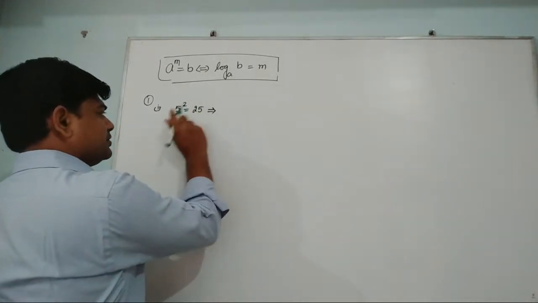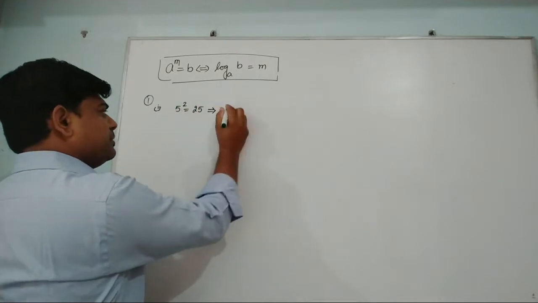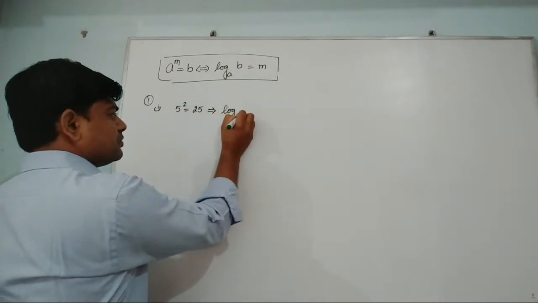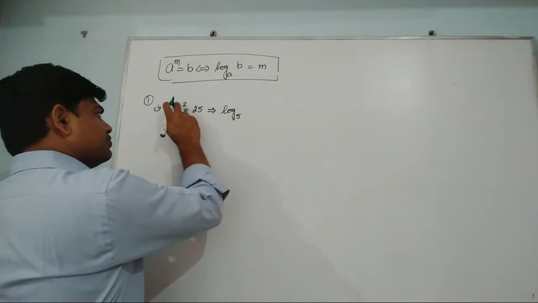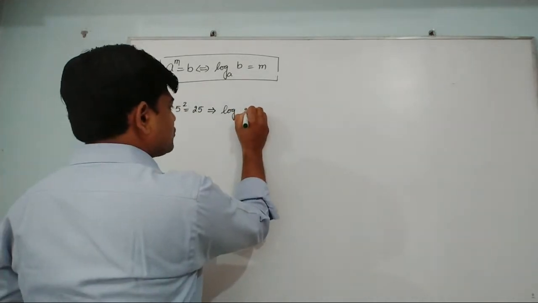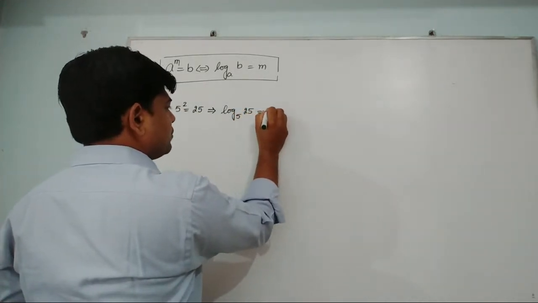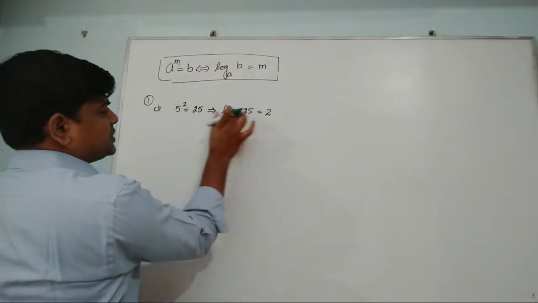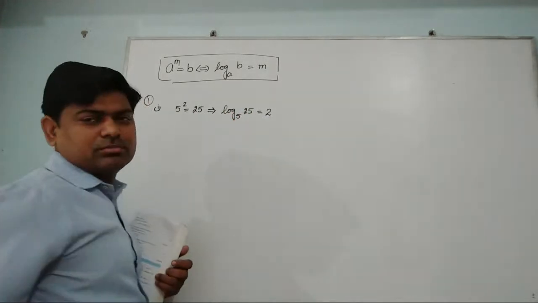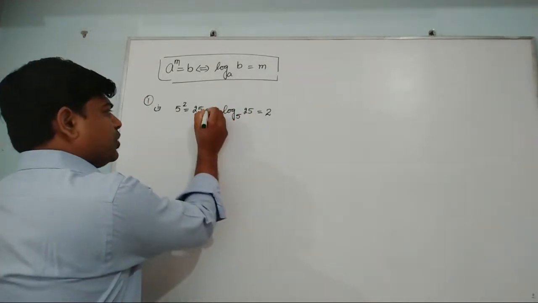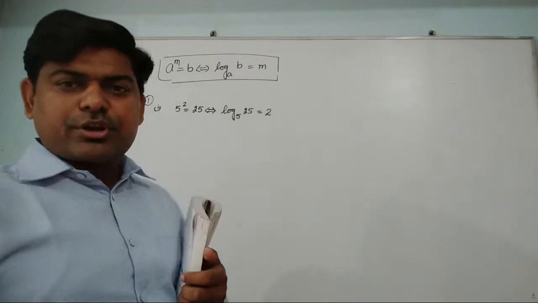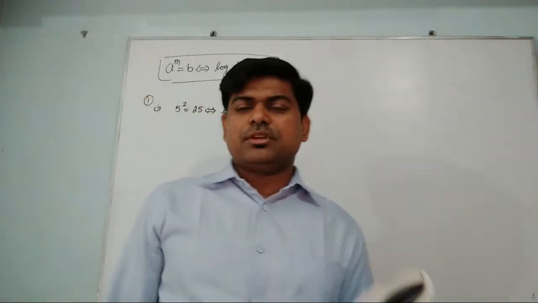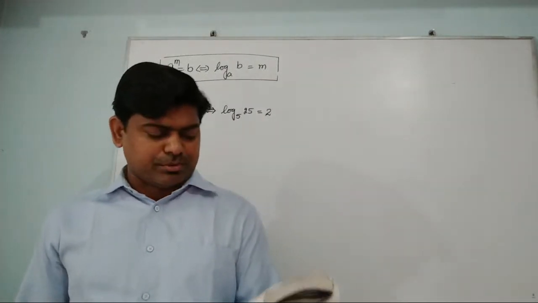What can I write from there? Base will be base again. The 25 will come on this side and 2 will come on this side. Log base 5 of 25 is equal to 2. Now, this exponent form has been written in logarithm form. And one more thing, this logarithm form can be written in exponent form also, and it will not be a very difficult task for you.